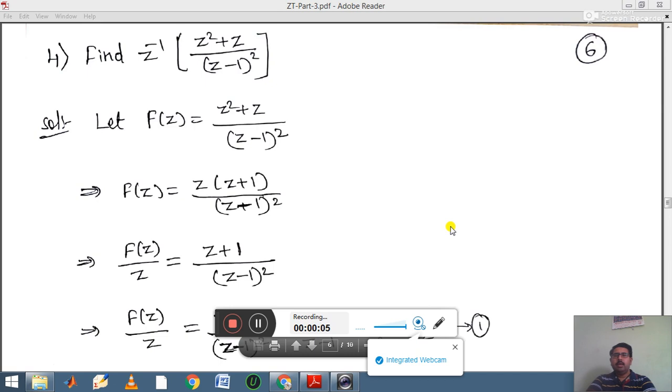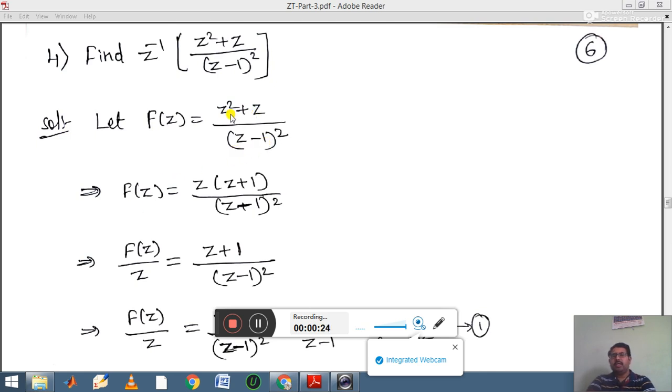Yes, welcome back. Let us discuss the fourth example. Find the z inverse of z square plus z divided by z minus 1 whole square. Let us find the inverse z transform of this expression. Solution: let F of z is equal to z square plus z divided by z minus 1 whole square.